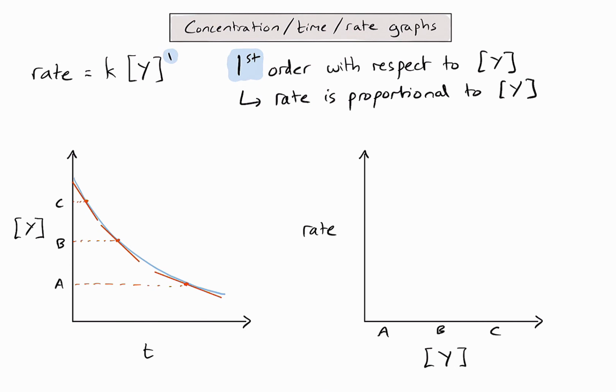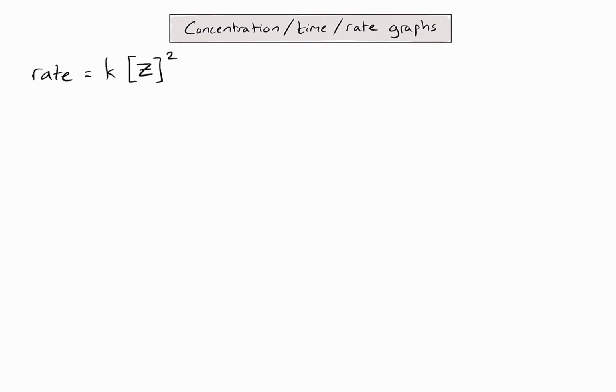From the left-hand graph, I can see that the rate at point A is the lowest, followed by B, followed by C. So my line of best fit in this case looks like it's going to be a straight line, this time showing a proportional increase as the concentration of Y goes up. And given that we know that rate is proportional to the concentration of Y, this is exactly what I would expect to see. Let's now have a look at a third rate expression.